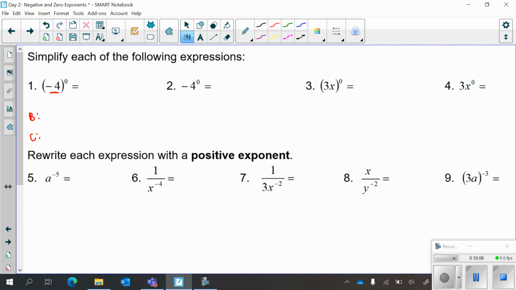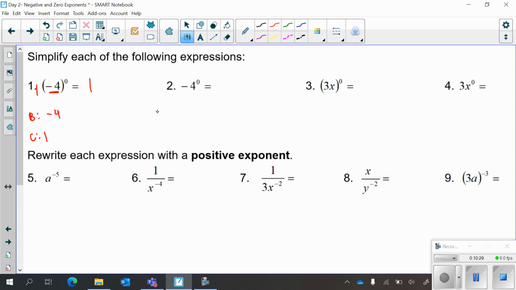Your base here, everything in parentheses is your base. The coefficient is the one in front. So what's happening is that this whole thing goes to 1. Any base to the 0 power is 1. Because your base is -4, the whole thing goes to 1.